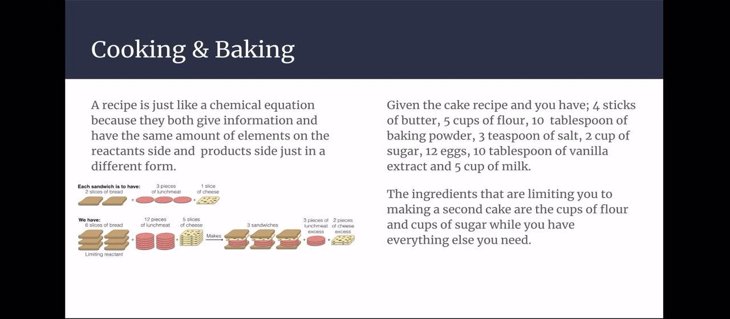Given the cake recipe, and you have 4 sticks of butter, 5 cups of flour, 10 tablespoons of baking powder, 3 teaspoons of salt, 2 cups of sugar, 12 eggs, 10 tablespoons of vanilla extract, and 5 cups of milk. The ingredients that are limiting you to making a second cake are the cups of flour and cups of sugar, while you have everything else you need to make the second cake.